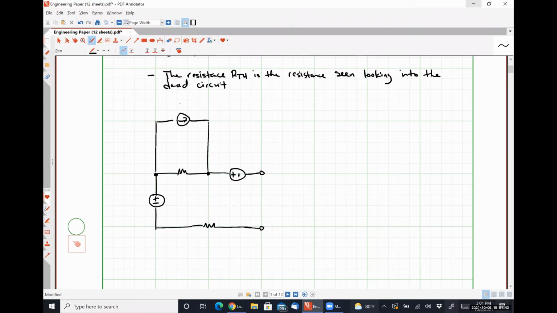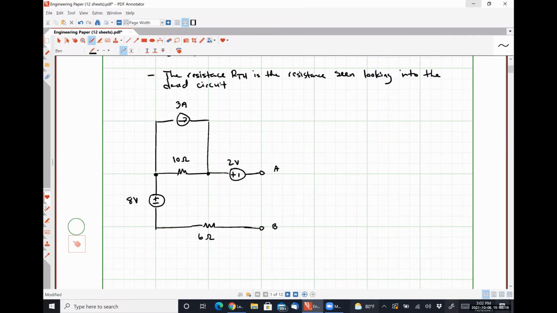circuits as well. So let's say that this is a 3 amp source, this is an 8 volt source, this is a 2 volt source, this is 10 ohms, and this is 6 ohms. And I'm going to call this terminal A and terminal B. Okay. So if we wanted to find the Thevenin equivalent circuit for this, we would need to determine two quantities: the Thevenin equivalent voltage and the Thevenin equivalent resistance.